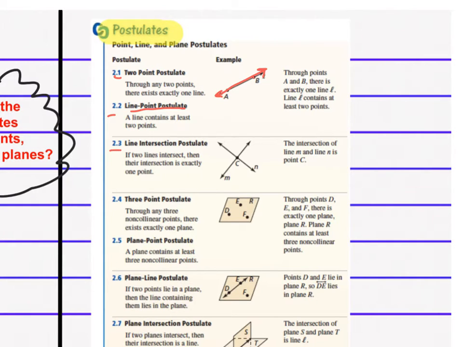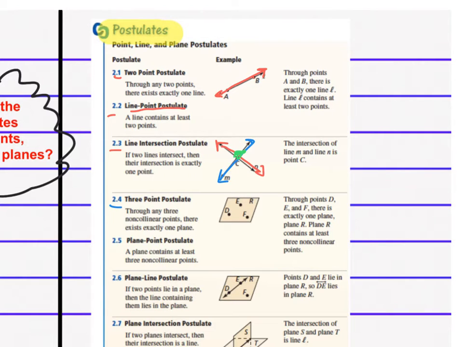2-3, the line intersection postulate. If 2 lines intersect, so you have line N and you have line M, if those 2 lines intersect, they intersect at exactly one place. That is what that is saying.